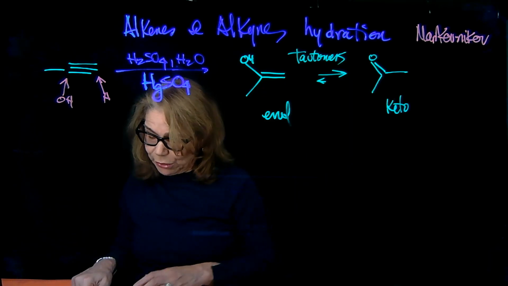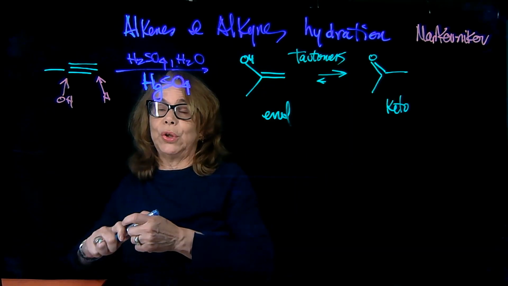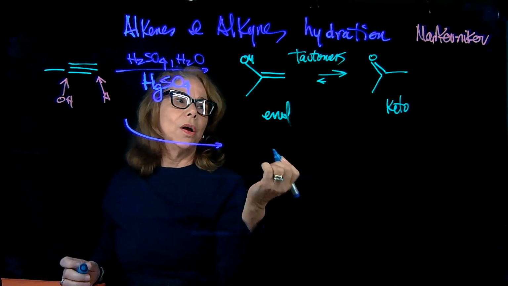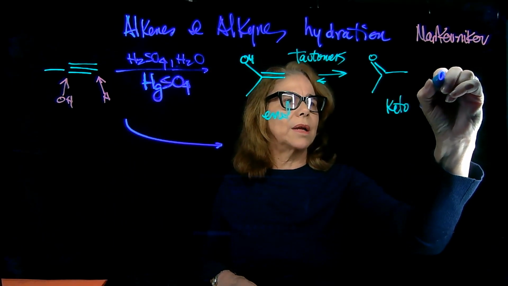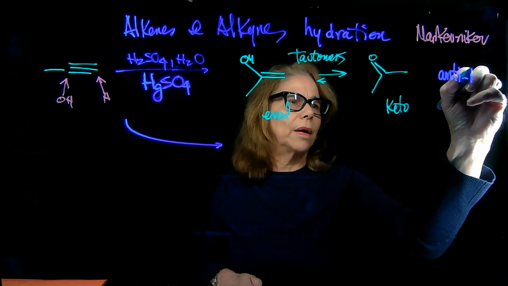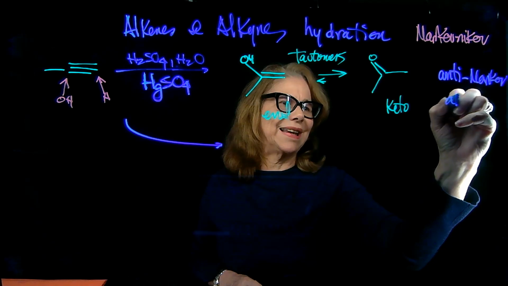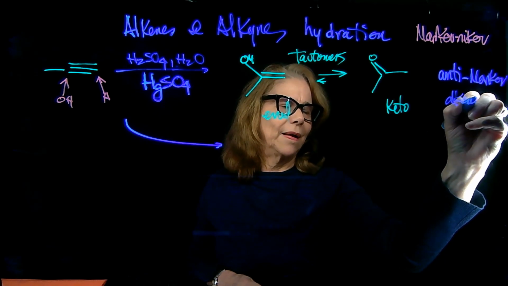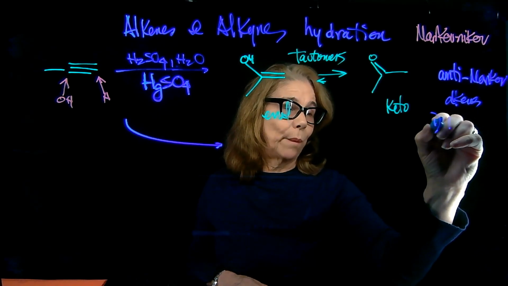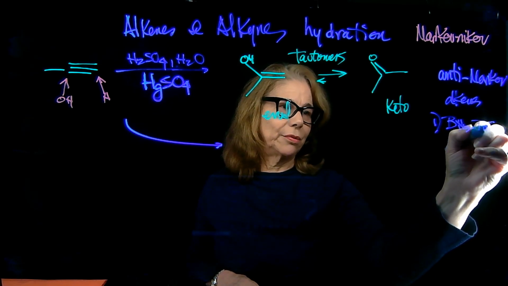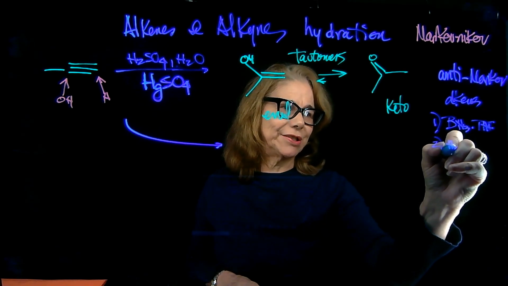Okay, the second condition is the anti-Markovnikov hydration. And we would use a reagent that's similar to what we use in the case of alkenes. So we're going to be using a borane. Only that for the anti-Markovnikov hydration, when we did alkenes, we were using borane, THF, so hydroboration, oxidation.